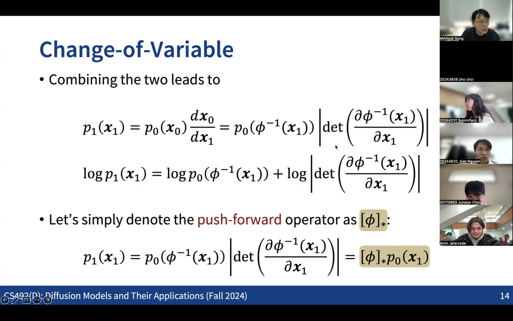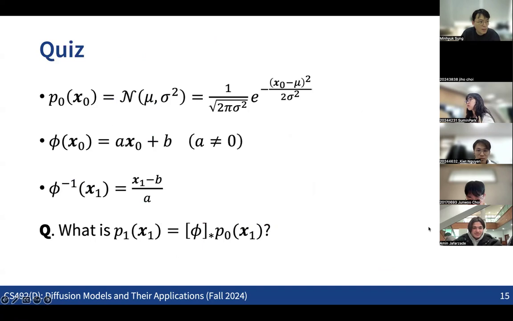Given this notation, and how we can derive the P1 distribution using the Jacobian determinant, let's quickly see how we can transform a Gaussian distribution. Let's think about a 1D Gaussian distribution, which is the base distribution like this. We want to push this P0 distribution into another P1 distribution through this affine transformation.